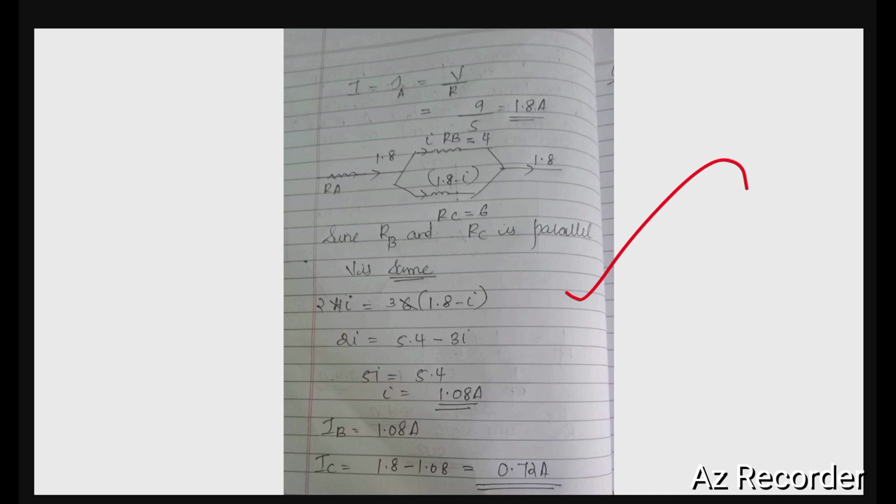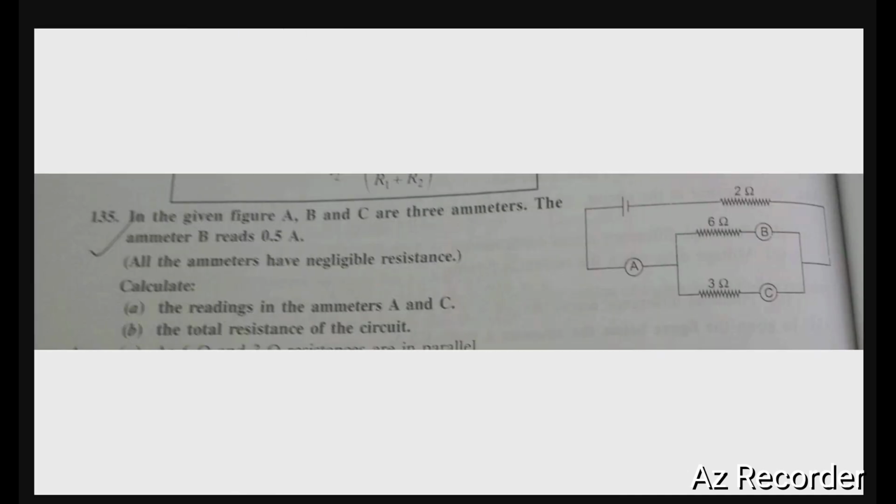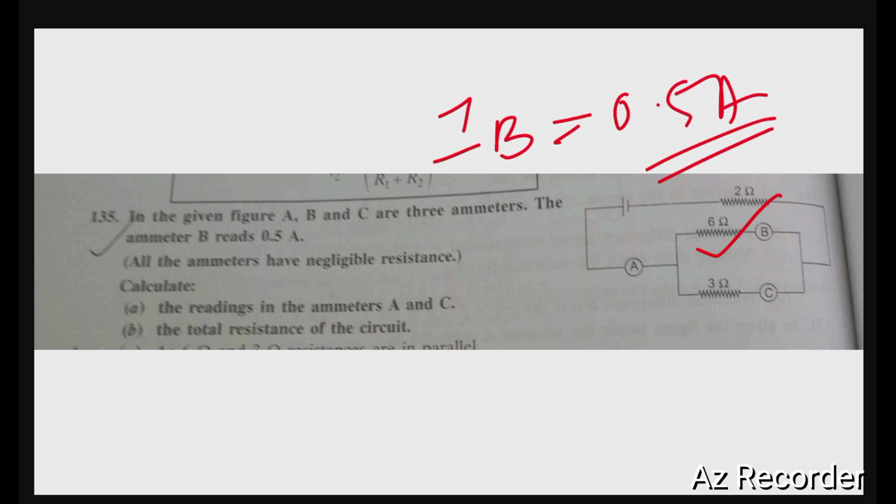Let's try solving another question. Next is, in the given figure, A, B and C are 3 ammeters. The ammeter B reads 0.5 ampere. So the reading of the ammeter B is 0.5, which suggests that the current passing through the ammeter B, that is IB, is 0.5 ampere. First of all, we need to calculate the readings of the ammeters A and C, which is the current passing through resistance A and resistance C. Okay, so let's move on.